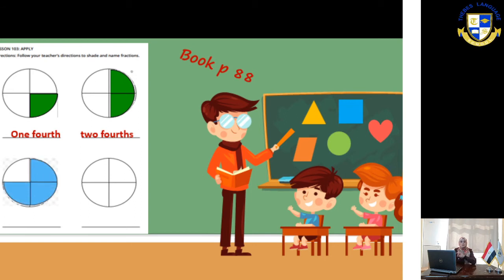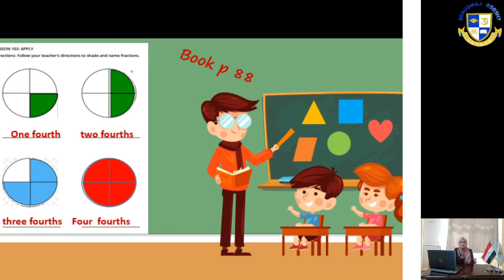And if I asked you to color 3 parts, how many parts do you have? 3. How many total parts do you have? Count 1, 2, 3, 4. So this is 3/4. If I asked you to color the whole circle, how many parts colored? 4. How many total parts? 4. So this is called 4/4, because all the parts are colored.